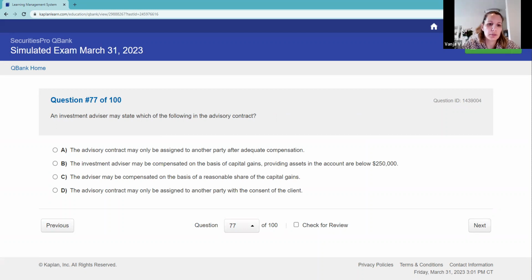The advisory contract may only be assigned by another party after adequate compensation. The investment advisor may be compensated on the basis of capital gains, providing assets in the accounts are below. Okay. The advisor may be compensated on the basis of a reasonable share of the capital gains. The advisory contract may only be assigned to another party with the consent of the client. Ding, ding, ding, ding. D. There you go. There you go.